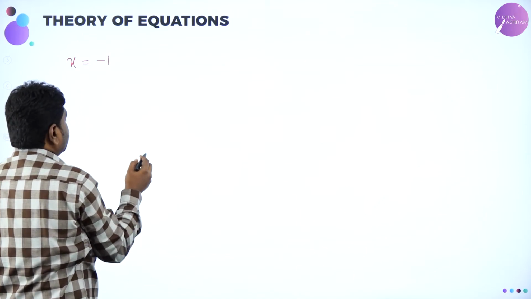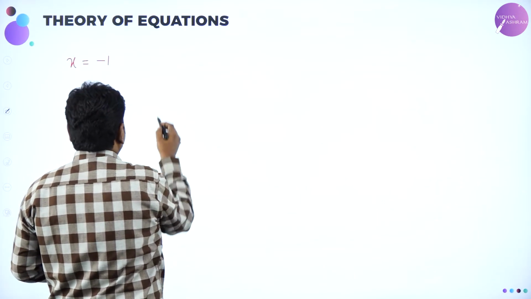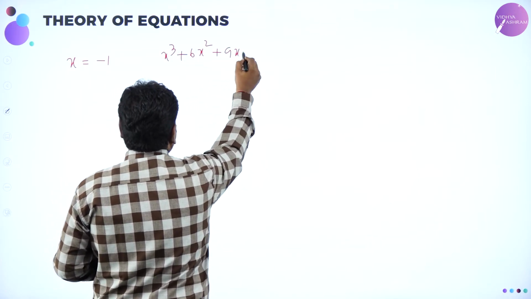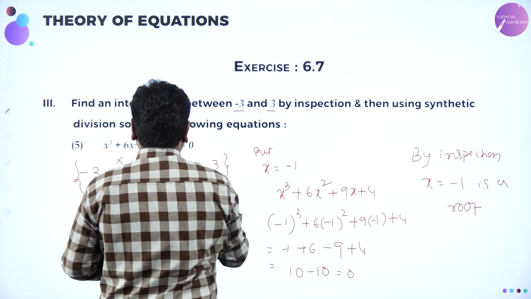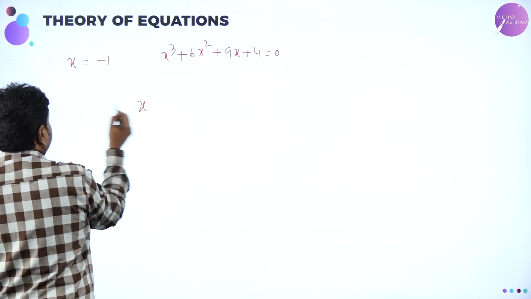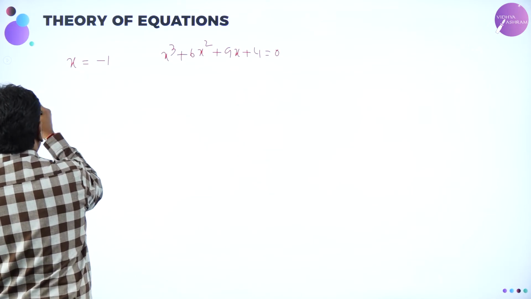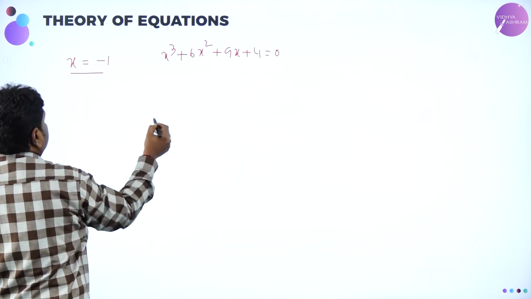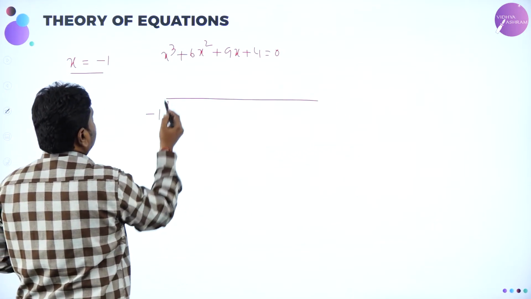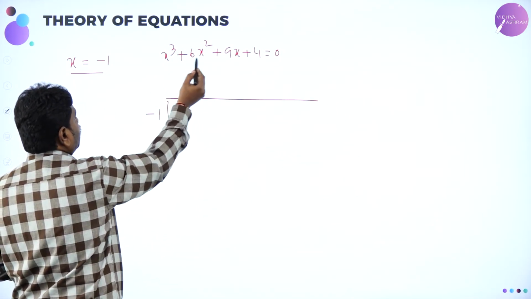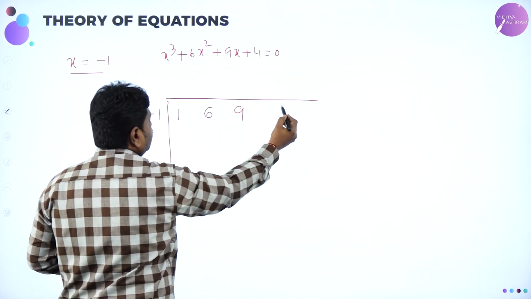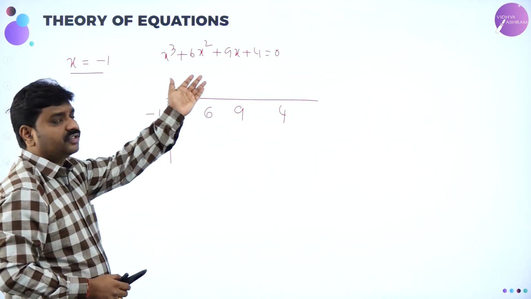Now synthetic division. X cube plus 6x square plus 9x plus 4 is the question, right? Now how to do synthetic division? You got a multiplier. Multiplier means one of the roots. What is one of the roots? It is -1. So take -1 outside and write the coefficients. Quotient of x cube is 1. Quotient of x square is 6. Quotient of x is 9. Constant is 4. You should write the coefficients.